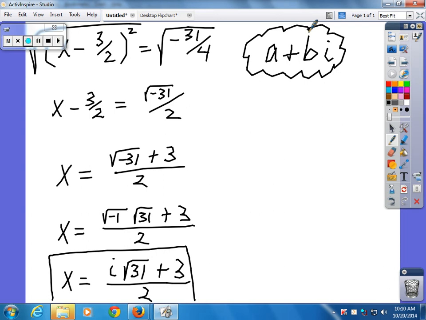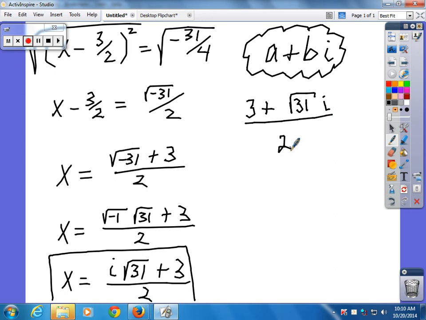But anyway, that means 2 plus 3 is the same as what? 3 plus 2. In other words, it doesn't matter. But they want you to write it in this form. So the way that you would write it in that form is to put the i over here. So you would write 3 plus the square root of 31. Make sure you put a little tag right there so they'll know that the i is outside, over 2.